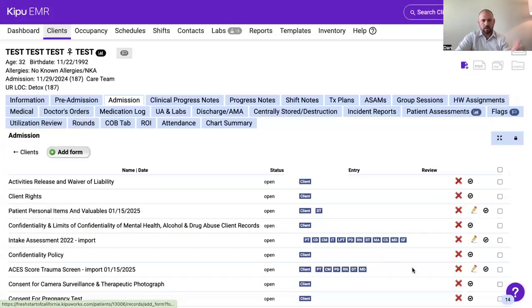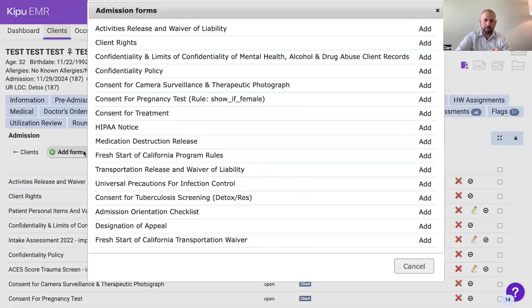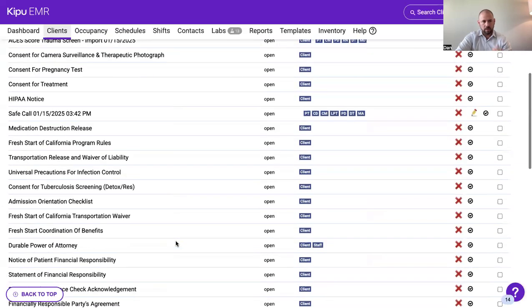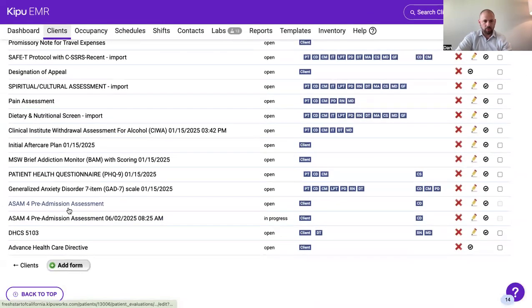So I'll be typing up some of this in a document as well, so you can read through it. But new client comes in. I'm adding all the forms populate. I'm adding the new forms. This is what we're looking at right now. ASAM4 pre-admission assessment. Doing the intake, clients coming through. I've got two of them up here because I've been fooling around with one of them on the test client, but this is the one we're going to be working with now.